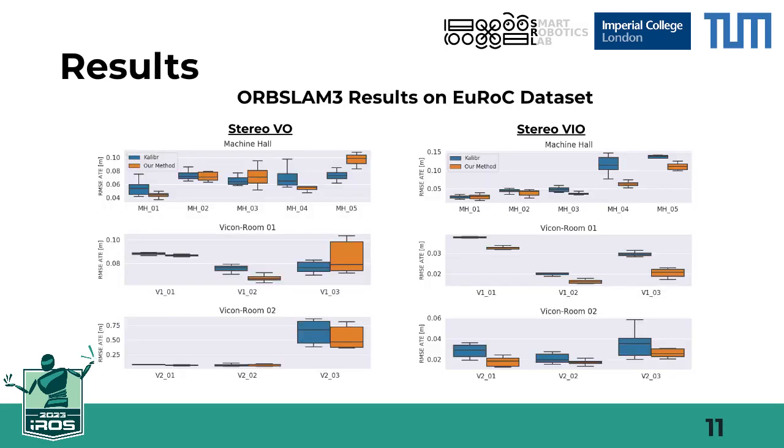Both figures show the box plots of the RMSE absolute trajectory error of ORB-SLAM3 on the EuRoC dataset in stereo VO and stereo VIO mode when running calibration parameters from Kalibr and our method. The results show that ORB-SLAM3 yielded better odometry results on most sequences when using our calibration parameters in stereo VO, and all sequences when in stereo VIO mode.